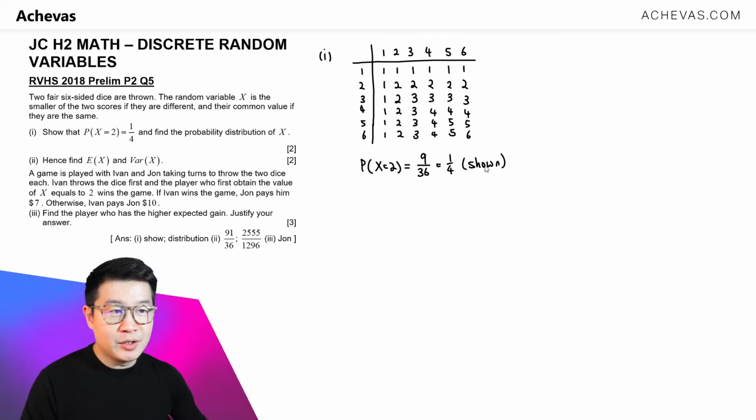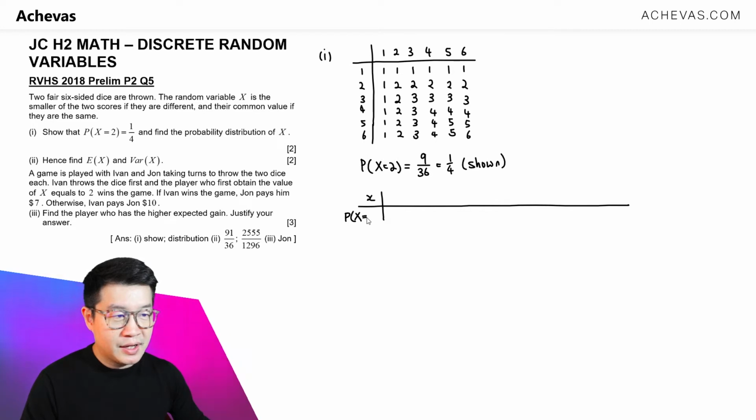We are supposed to list down the probability distribution for x. So we are going to make use of a table to list down this probability distribution. So in my table, I'm going to have x versus its corresponding probability when x is equal to x. All the possible outcomes for x will be 1, 2, 3, 4, 5, 6. So let me write down the possible outcomes first. 1, 2, 3, 4, 5, 6.